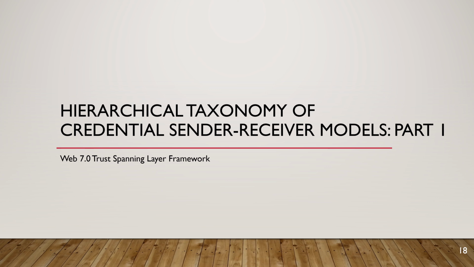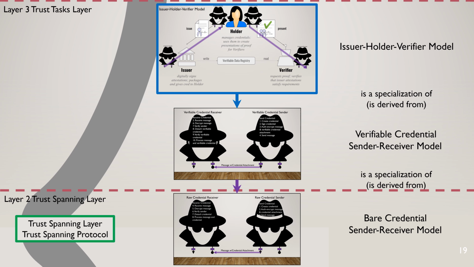Okay, so let's look at this idea of a hierarchical taxonomy of credential sender receiver models. What we've seen so far is the issuer holder verifier model is a specialization or derivation of the verifiable credential sender receiver model in the center, and that the verifiable credential sender receiver model is in turn a specialization or a derivation of the bare credential model at the bottom.